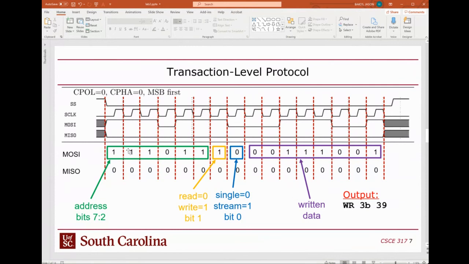And so the address here is 3, and then 1011, which is B, so 3B. And then the data is 39, so 0011 is 3, and then 1001 is 9. So your program, if it sees this transaction, should just print WR for write, and then 3B39. Nice and concise. The idea is you're converting these waveforms, these traces, into little messages that indicate what action the transaction has performed.